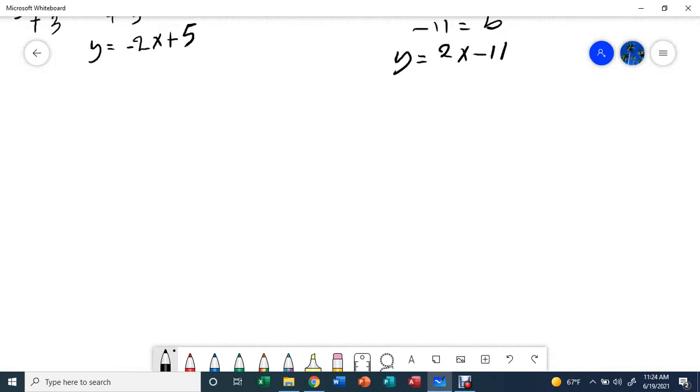So we're gonna stick with the same line we found before. So y equals negative 2x plus 5, and let's graph it.